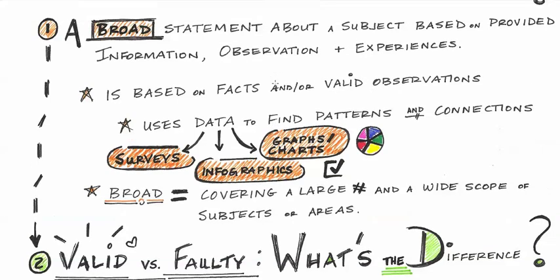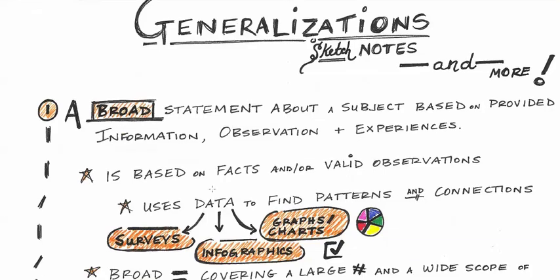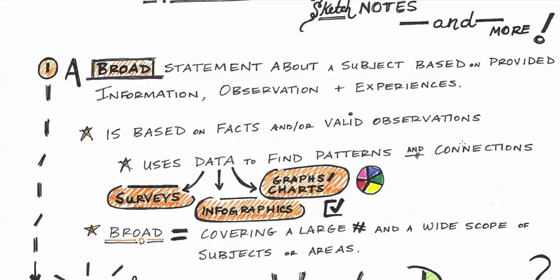So what does the generalization do? It basically uses data to find patterns or connections. So a way to use data are things like surveys. Like if I surveyed all of our 150 students on our team and I said, how many of you love language arts? If 140 out of those 150 students said they love language arts, that's going to provide me data that I can then make a statement about.